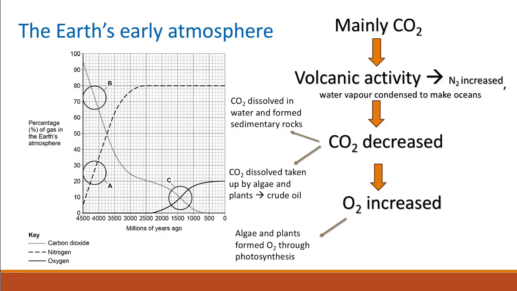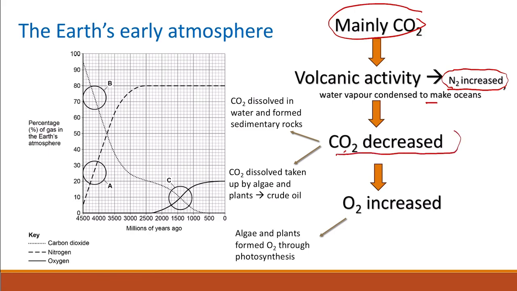Topic 9. The Earth's early atmosphere. At the beginning of life, the atmosphere of Earth was mainly carbon dioxide. And then due to volcanic activity, nitrogen started to increase and also water vapor was formed, and water vapor started to condense and to make oceans.